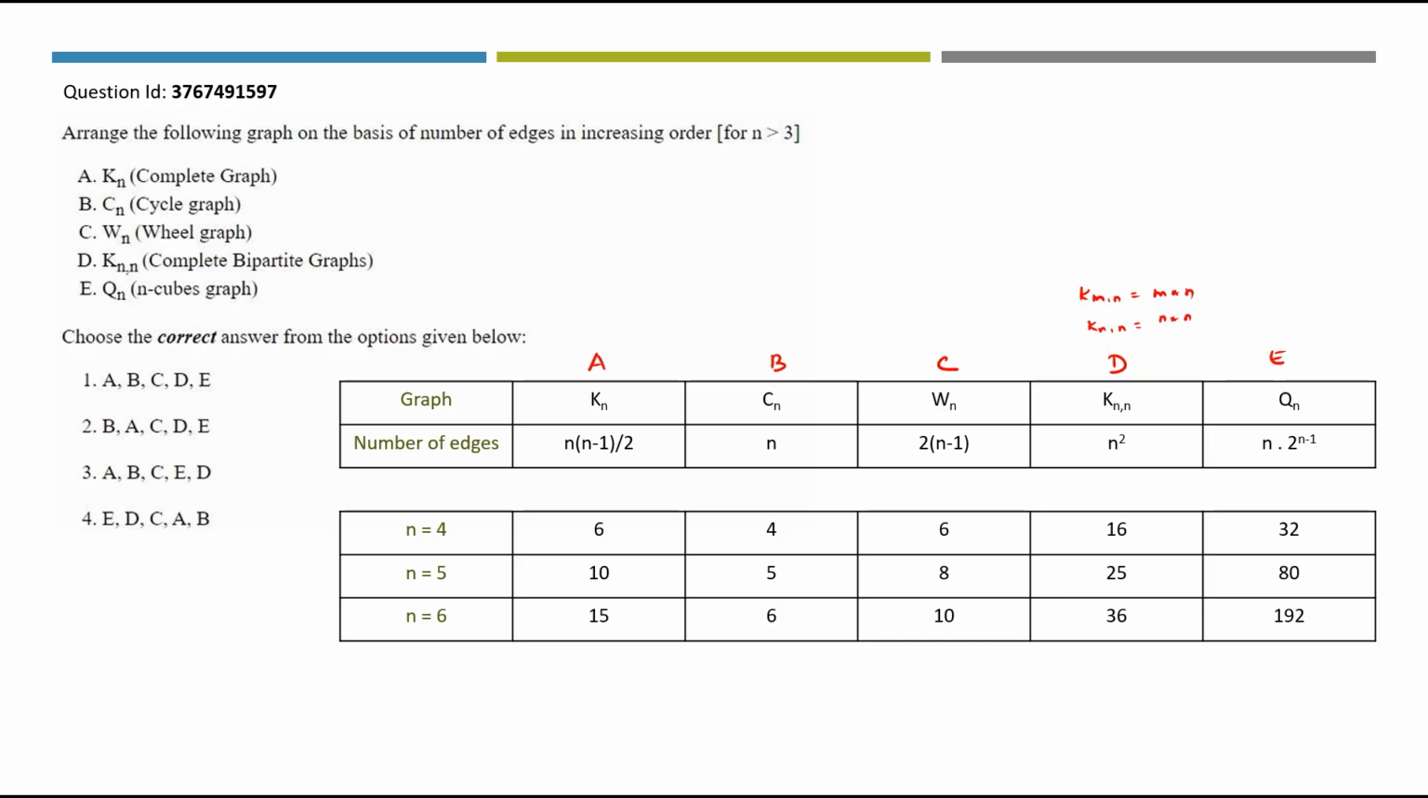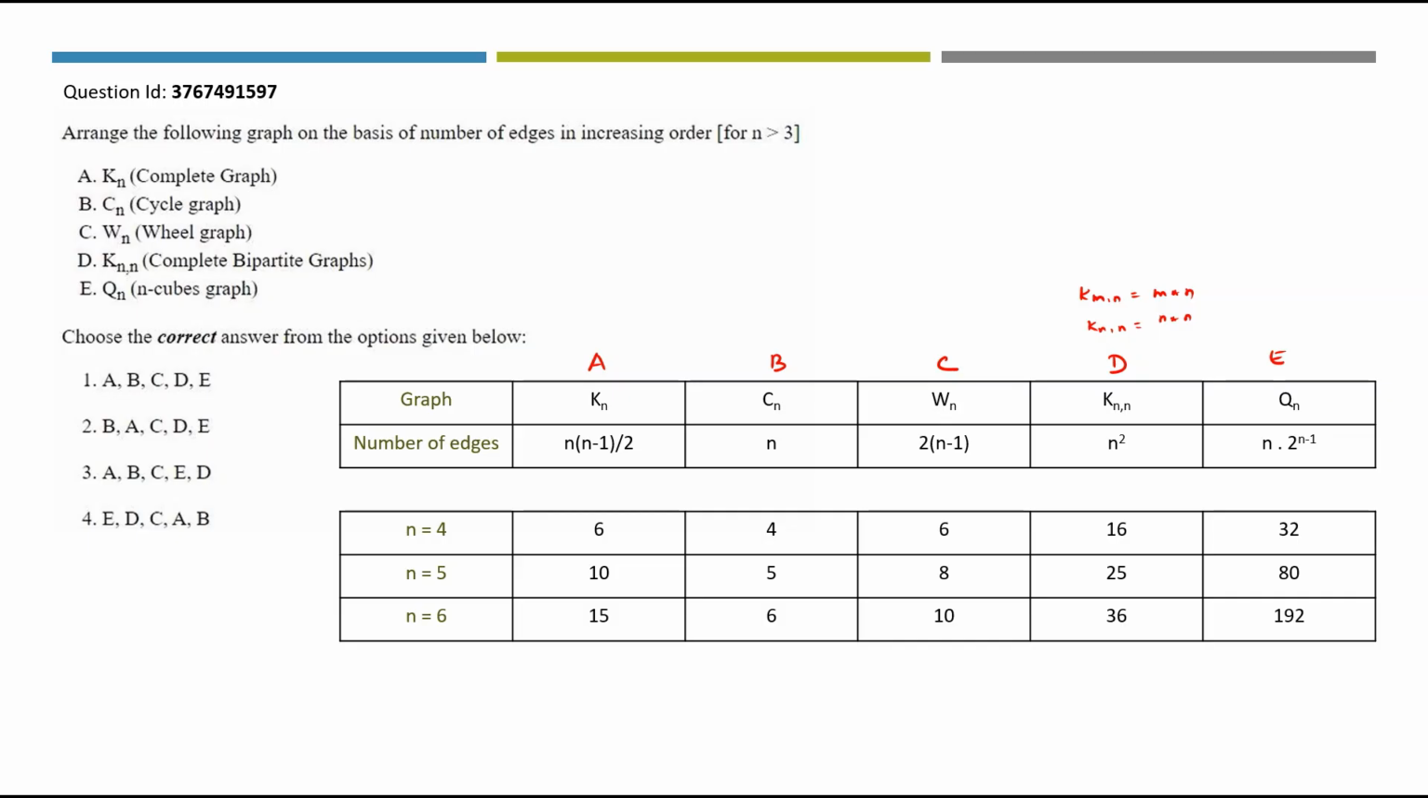Similarly, for n equal to 5, we have 10 edges in A, 5 edges in B, 8 edges in C, 25 edges in D and 80 edges in E. You can calculate and see. I have already computed it and given it to you here. When n is equal to 6, A has 15 edges, B has 6 edges, C has 10 edges, D has 36 edges and E has 192 edges.